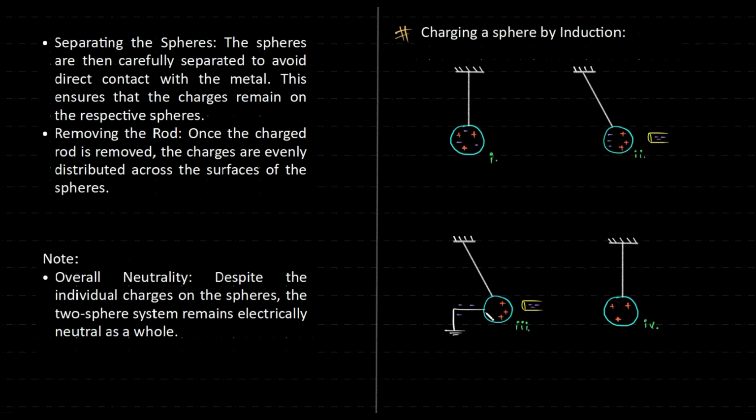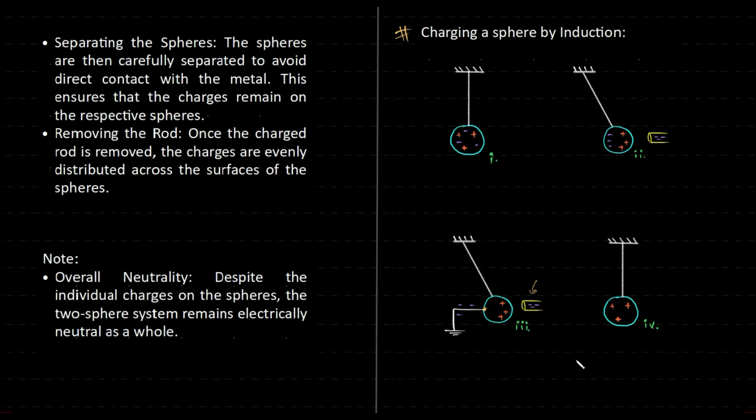Now, if we do a smart thing by connecting the end to the ground, what happens? The electrons will run away because they want to move as far as possible from this particular rod. So which is the best place? Further than this will be the ground, right? They'll go to the ground. Now, if I remove the connected wire while keeping the rod, and then remove the rod as well, the sphere will be positively charged.